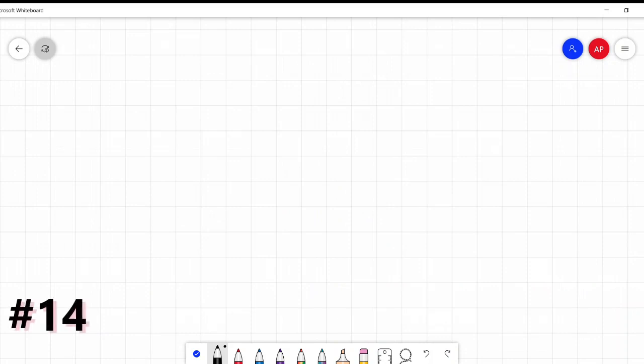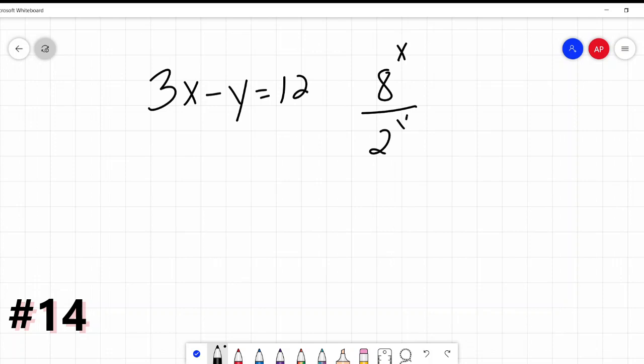Next, we have number 14. If 3x minus y equals 12, what is the value of 8 to the power of x over 2 to the power of y? The options we're given are 2 to the power of 12, 4 to the power of 4, and 8 to the power of 2. Or our last one, the value cannot be determined.